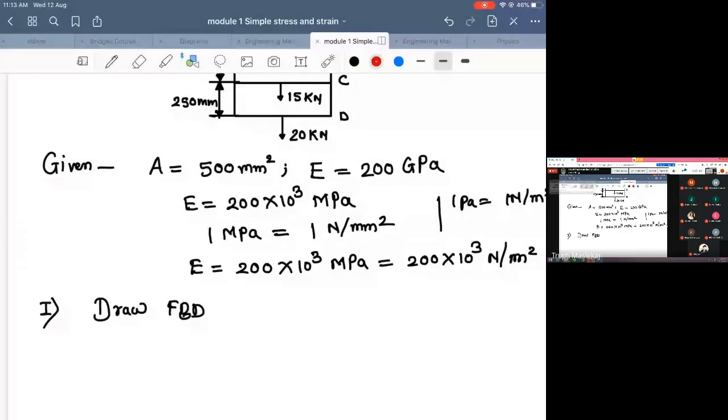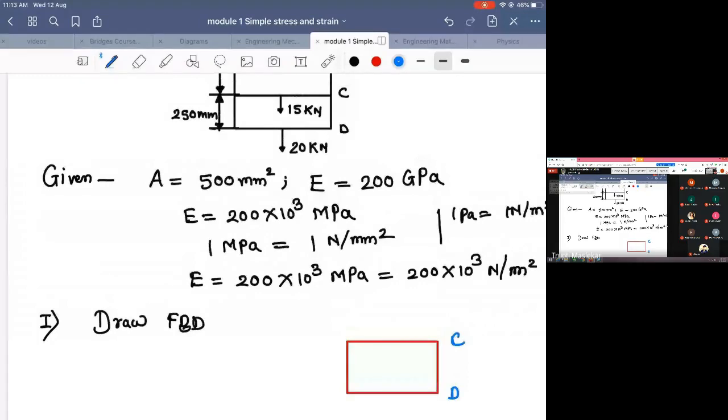Here I will draw the diagram. Suppose this is the portion CD. And now I made a cut here. And now I am drawing the downward part. The remaining part, I will draw.